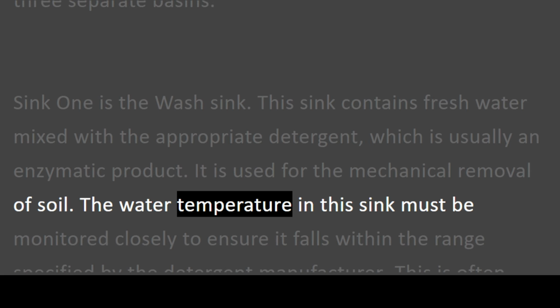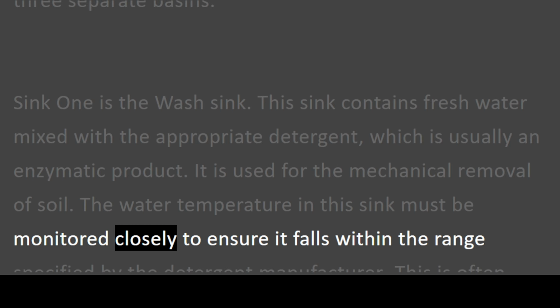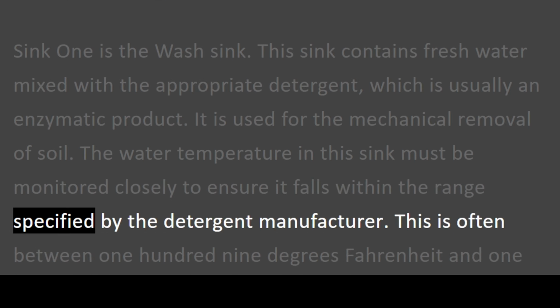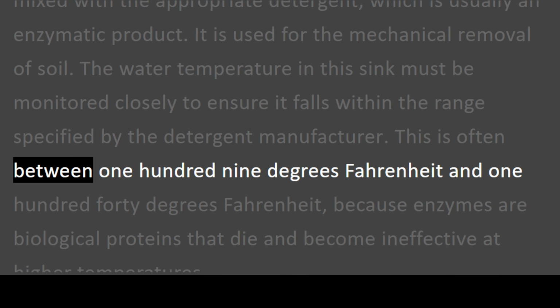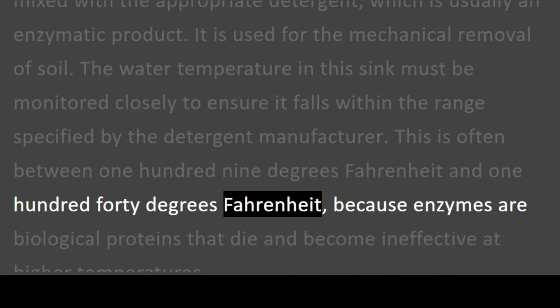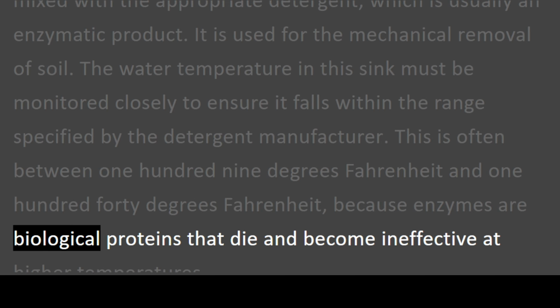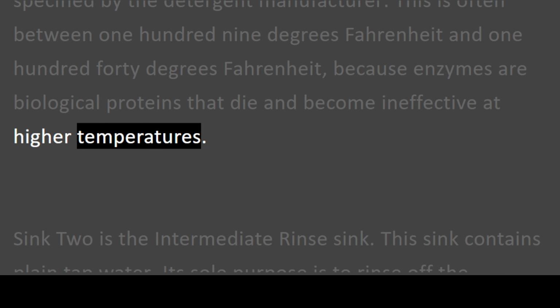The water temperature in this sink must be monitored closely to ensure it falls within the range specified by the detergent manufacturer. This is often between 109 degrees Fahrenheit and 140 degrees Fahrenheit, because enzymes are biological proteins that die and become ineffective at higher temperatures.